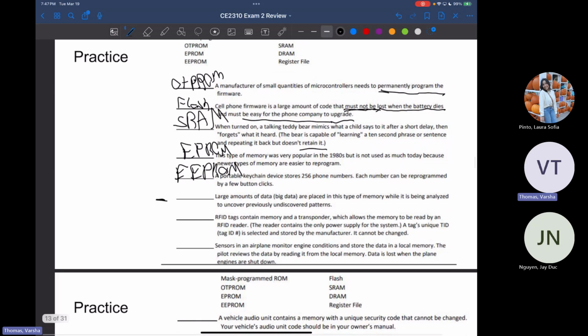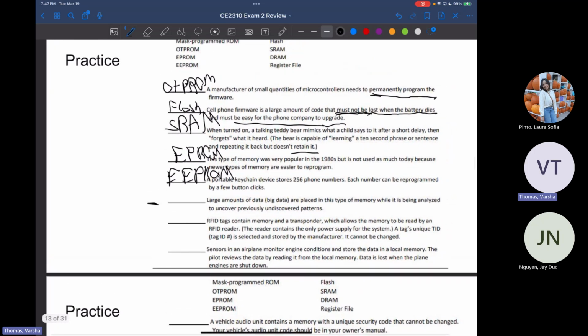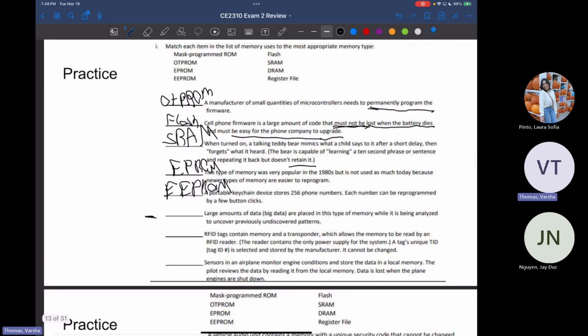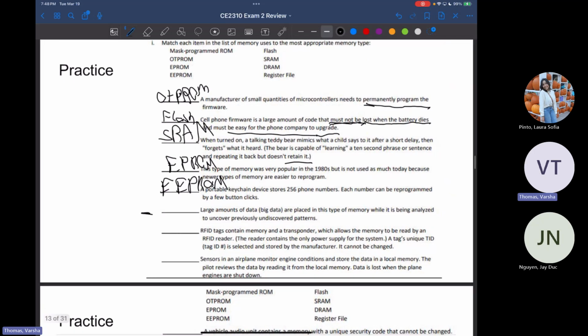RFID tags contain a memory and a transponder, which allows the memory to be read by an RFID reader. The reader contains the only power supply for the system. A tag's unique TID, tag ID, is selected and stored by the manufacturer.